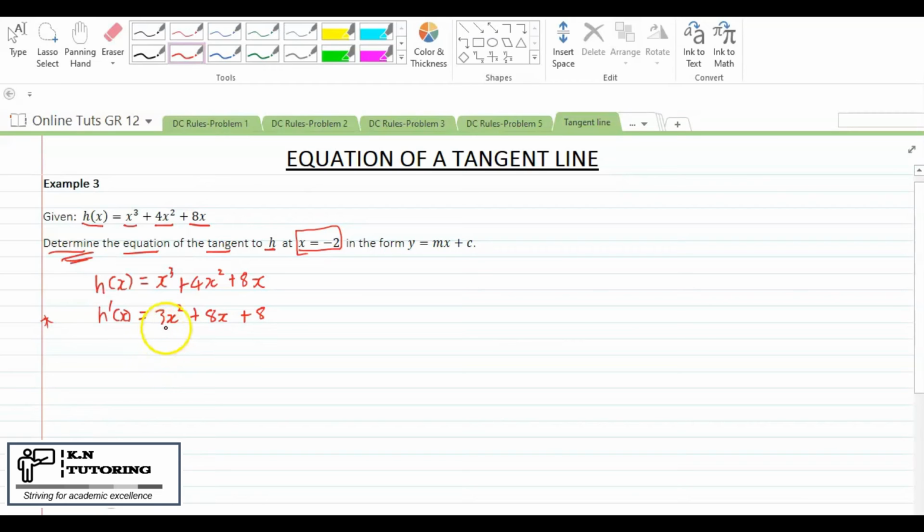And now I'm going to apply my functional notation concept. I want my derivative at x equals -2. So I'll say, okay, what will be h prime of -2? This means that where I see x, I substitute -2 squared. There's a 3 there, plus 8 into -2 plus 8.